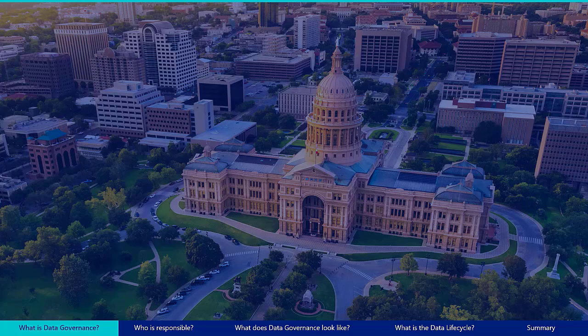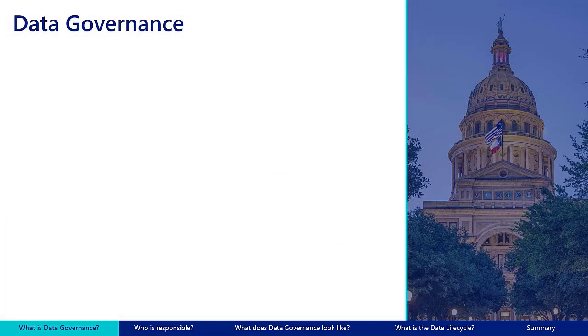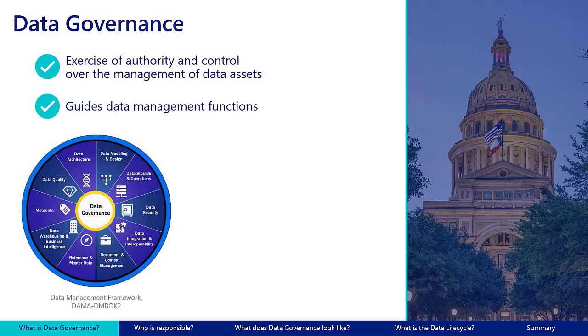People are used to thinking about governing a state or a country, but what does it mean to govern data? One thing to remember is the data Texas state agencies and institutions of higher education create and acquire is an organizational asset essential to driving business strategy, and not just the byproduct of an IT application. Data governance is the exercise of authority and control over the management of data assets, and it is the foundation of an effective data management program.